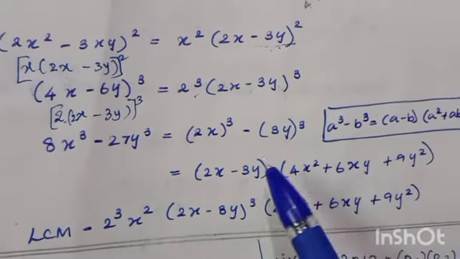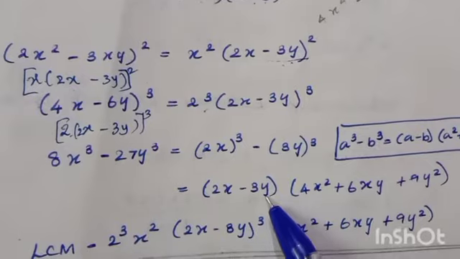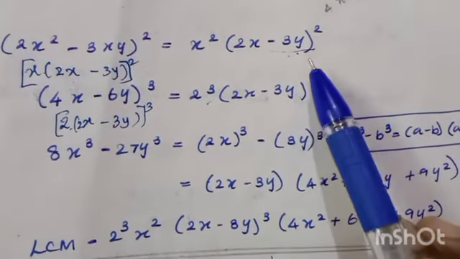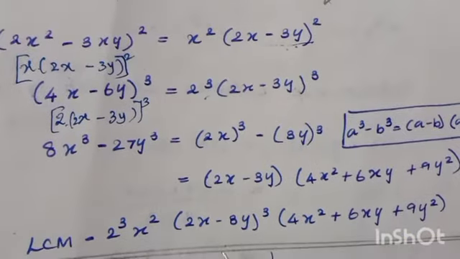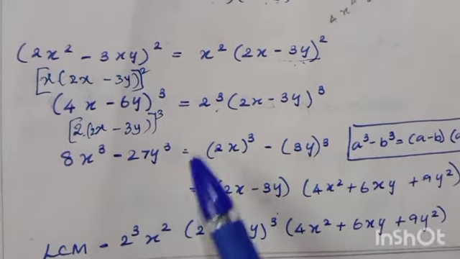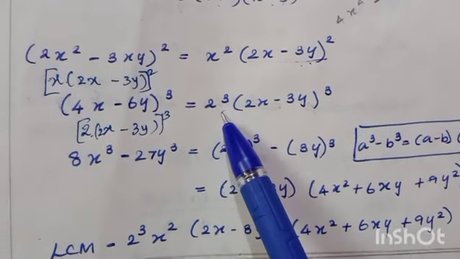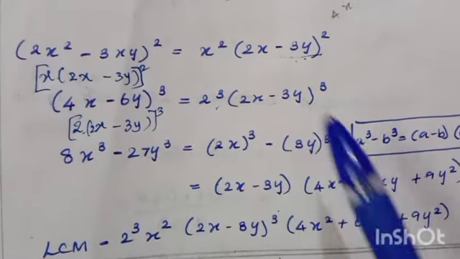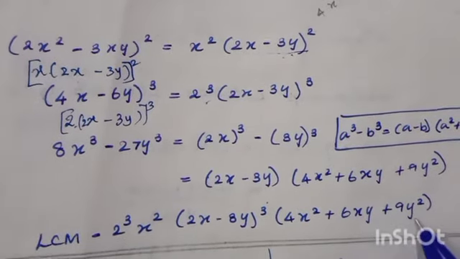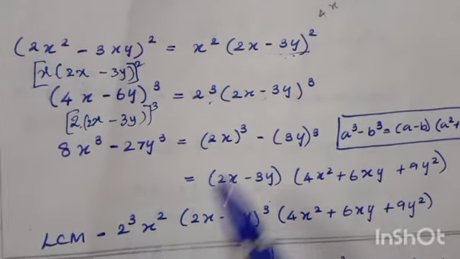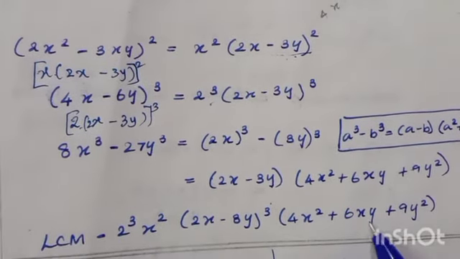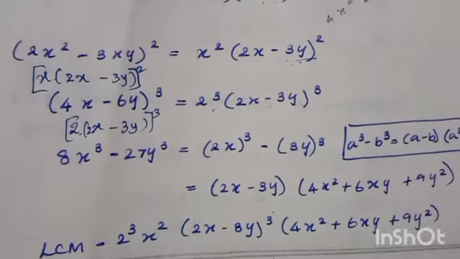Now you have to check the LCM for these factors. First, the common factor is 2x minus 3y, 2x minus 3y, 2x minus 3y. Which is the highest? 2x minus 3y whole cube. Next, the independent factors are 2 cube x square and 4x square plus 6xy plus 9y square. So the LCM is 2 cube x square, 2x minus 3y whole cube, 4x square plus 6xy plus 9y square.